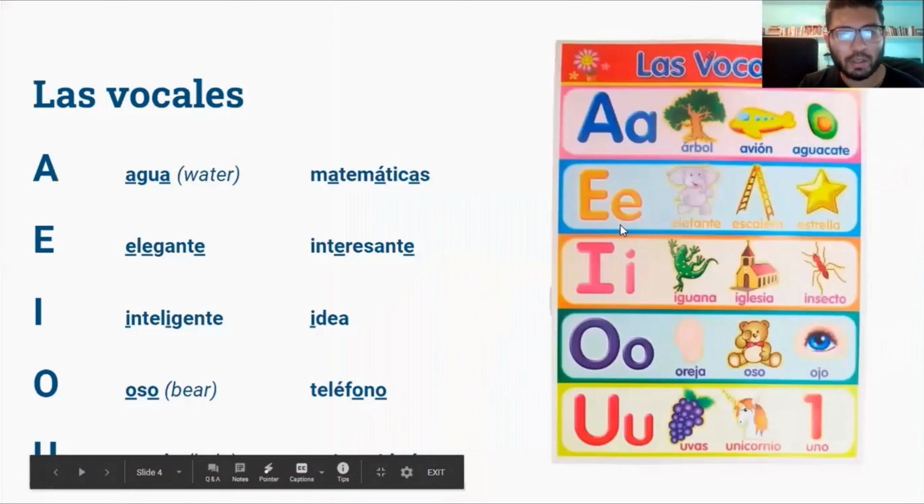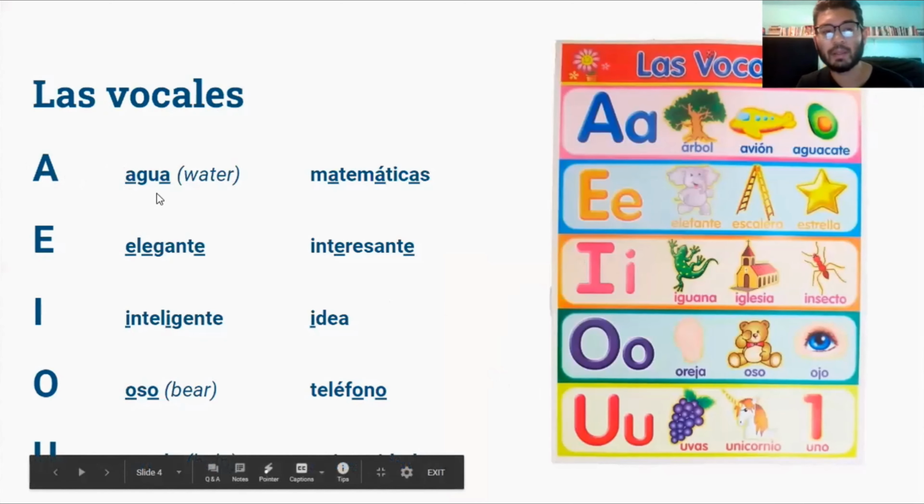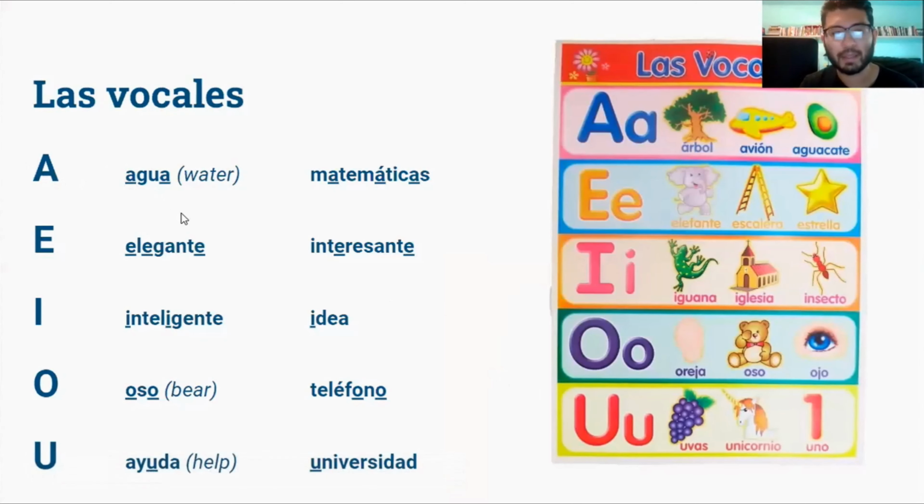Bien, and we will start with las vocales, ¿no? Las vocales, we have 5 in Spanish: a, e, i, o, u. The good thing about these 5 letters is that they are very common, and that they tend to not present different pronunciations like they do in English. No, in English we see the letter A, and it can be pronounced differently depending on where the letter is. In Spanish, we will always have the A sound. No, here we have agua, matemáticas.